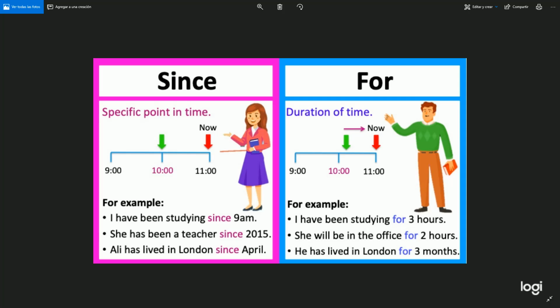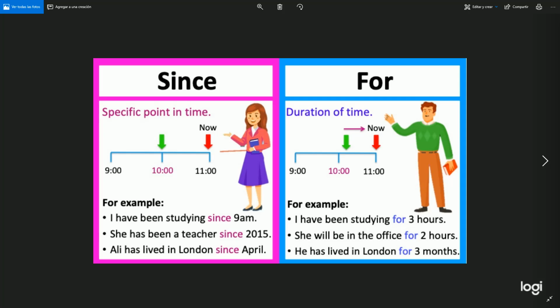For example, look at the time: 9, 10, 11. 11 is now. Pay attention. I have been studying for 3 hours. I mean, the guy started at 9 o'clock, and right now is, for example, 12. Or he started at 8 because it's 3 hours. I've been studying for 3 hours. He's counting the time. She will be in the office for 2 hours. That is the period of time she's going to stay in the office. For 2 hours. Or he has lived in London for 3 months.